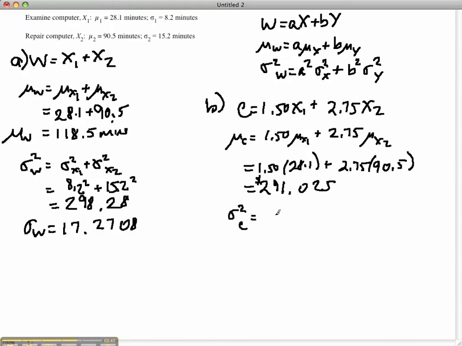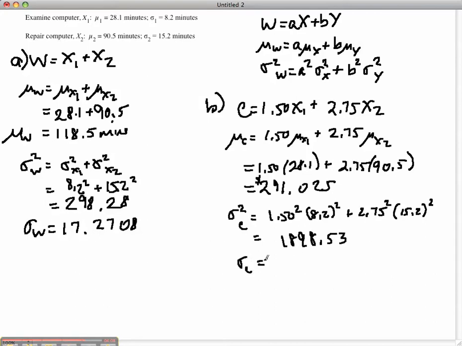The variance of C is equal to 1.50 squared times the variance of x1, so 8.2 squared, plus 2.75 squared times 15.2 squared. And that's going to equal 1898.53, and taking the square root of all of that, we end up getting 43.5721. And standard deviation units are also in the same units as the mean. So those units will be dollars too.